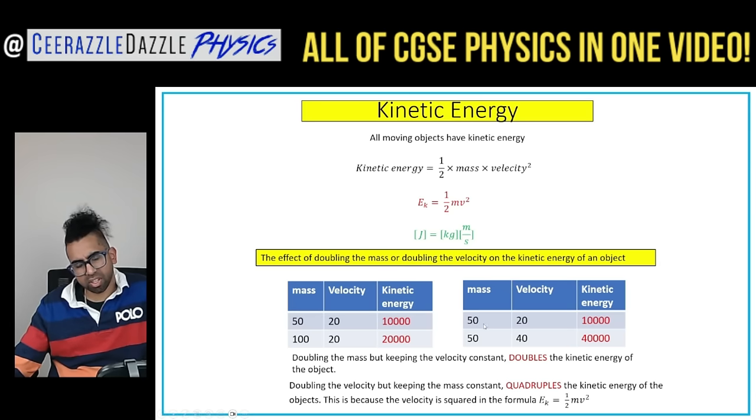And look over here, I've done the reverse. I've kept the mass constant, but I've doubled the velocity. You can see that because the velocity is squared, we get 4 times the amount of kinetic energy over here. So doubling the mass results in double the kinetic energy, but if you double the velocity, you end up with 4 times the kinetic energy. So just make sure that you're happy with that, a little bit of extra information.